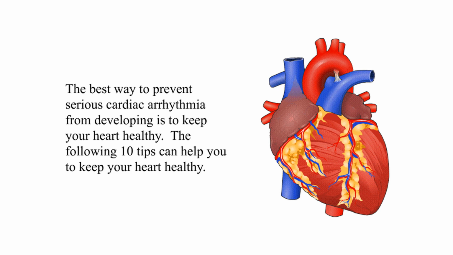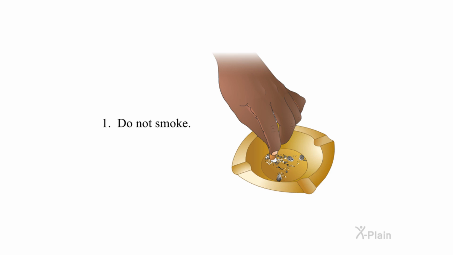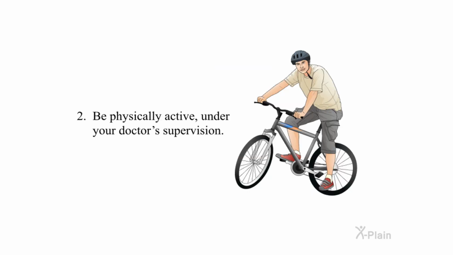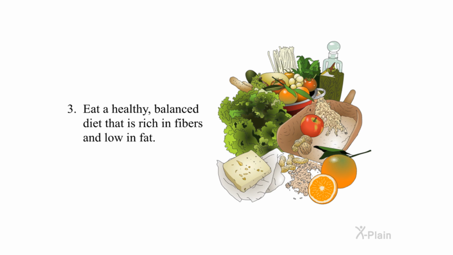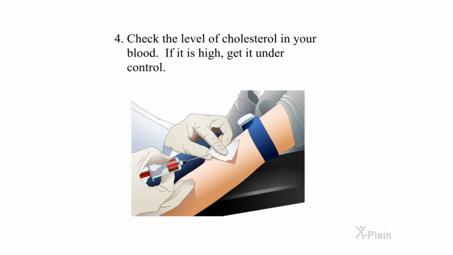Prevention. The best way to prevent serious cardiac arrhythmia from developing is to keep your heart healthy. The following 10 tips can help you to keep your heart healthy. 1. Do not smoke. 2. Be physically active under your doctor's supervision. 3. Eat a healthy, balanced diet that is rich in fibers and low in fat. 4. Check the level of cholesterol in your blood. If it is high, get it under control.